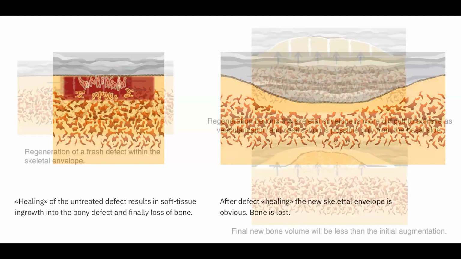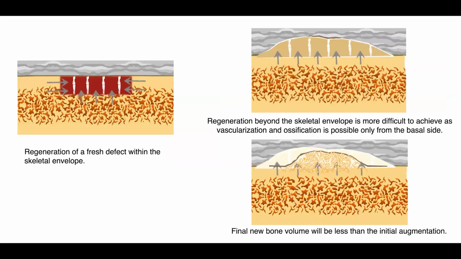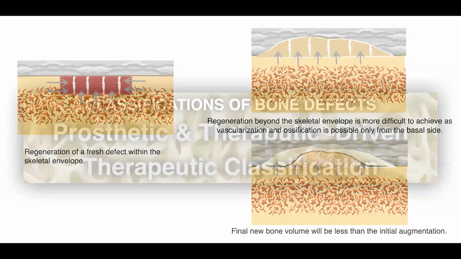This is exactly why, when we are doing vertical augmentation, as you can see on the right, we're not expecting that everything we graft will turn into vital bone. We're expecting that the final bone volume will always be slightly less than the initial augmentation, with few exceptions we can speak about, but maybe in a different context and a different presentation.